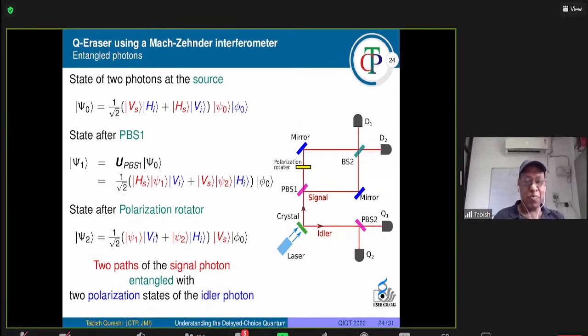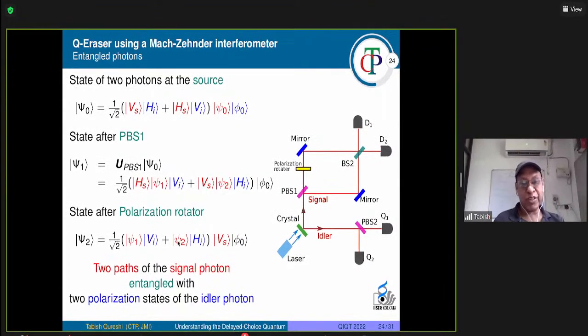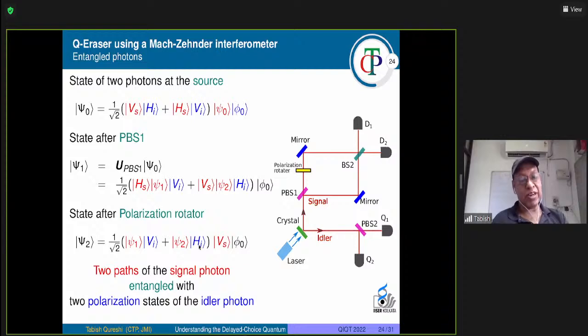Of course, polarization of the two have become disentangled, but now the paths of the signal photon have become entangled with the polarization of the idler photon. So the two paths of the signal photon have become entangled with the polarization of the other. So entanglement is not changed at all, only the entanglement has been transferred from the polarization to the paths of the signal photon. This is what is happening here. So two paths of the signal photon are entangled with the two polarization states of the idler photon.